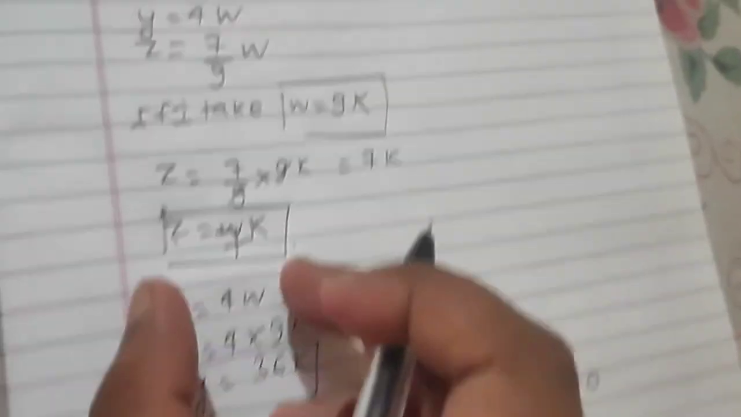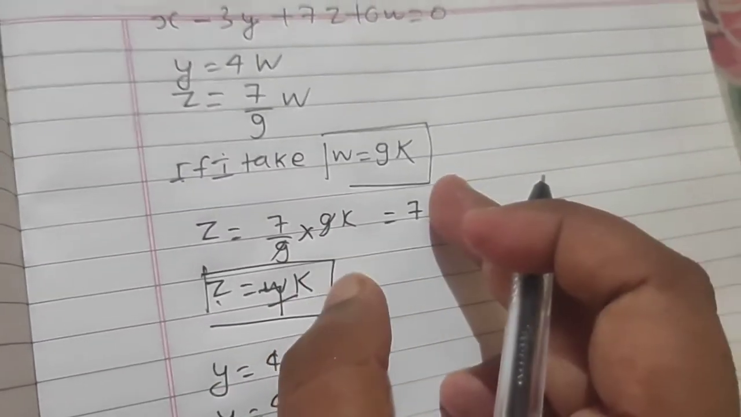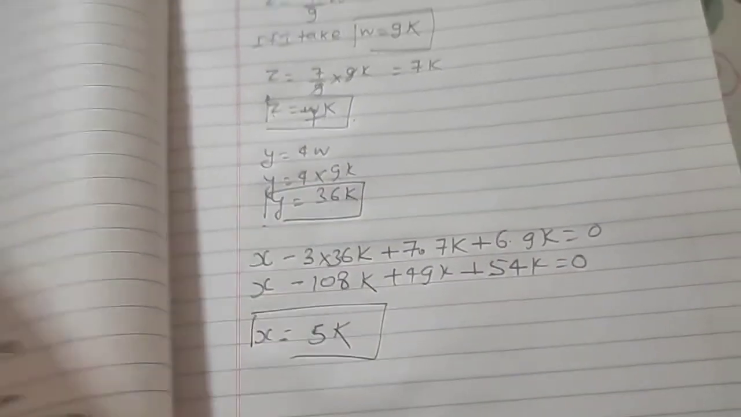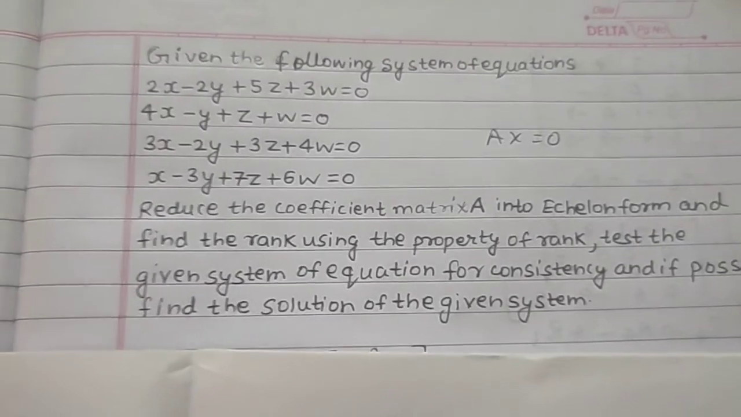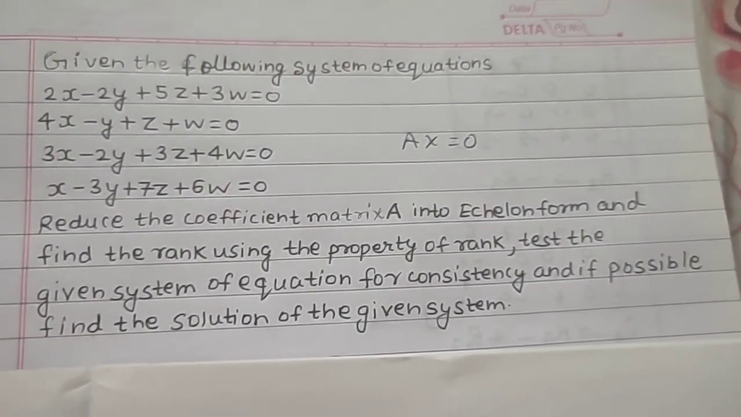X equals to 5k, y equals to 36k, z equals to 7k, and w equals to 9k is our final answer. So finally I am able to complete this question, and this was exactly the question. I started with this, and after few transformations and this small concept, I was able to reach the final solution.